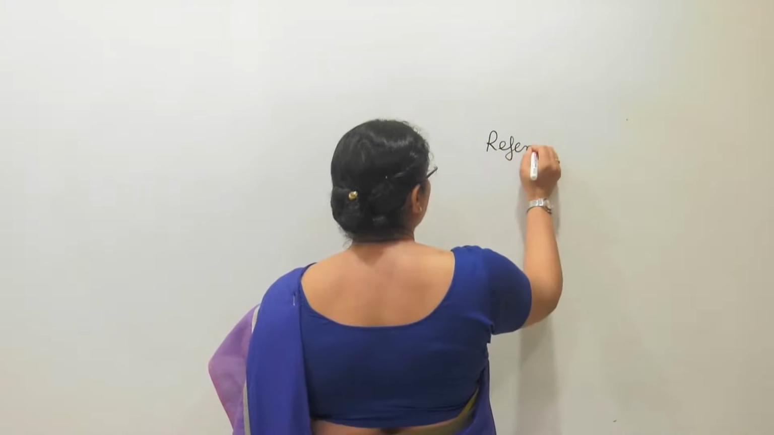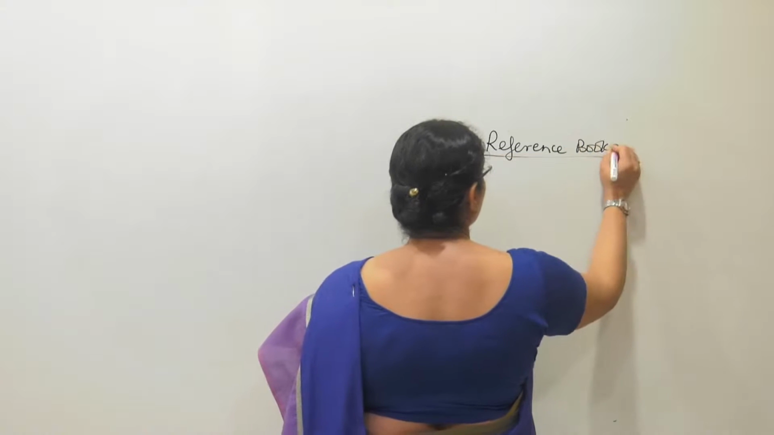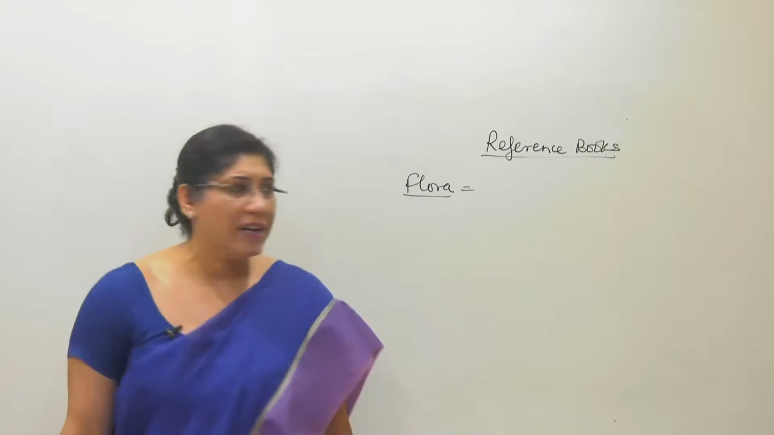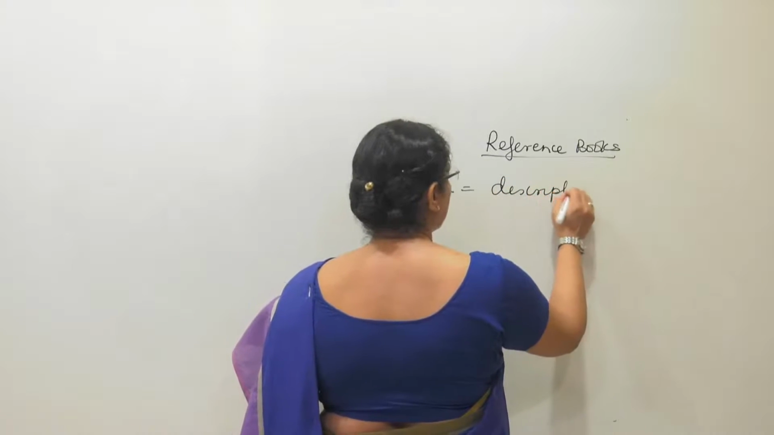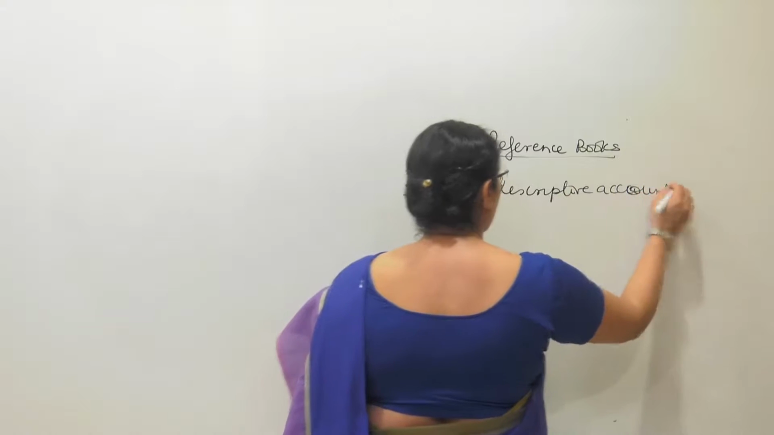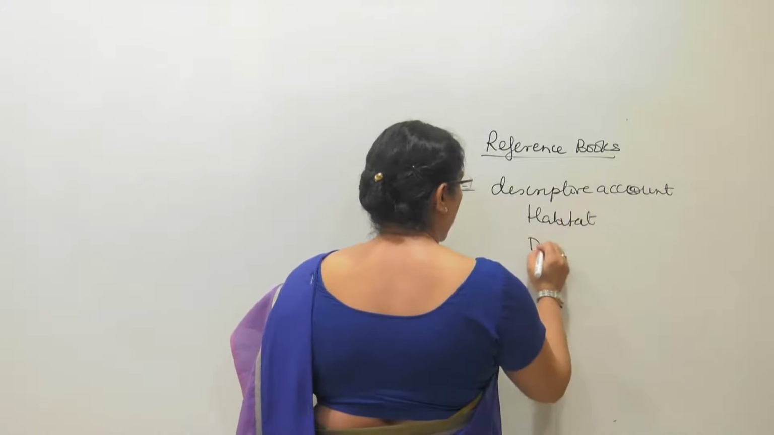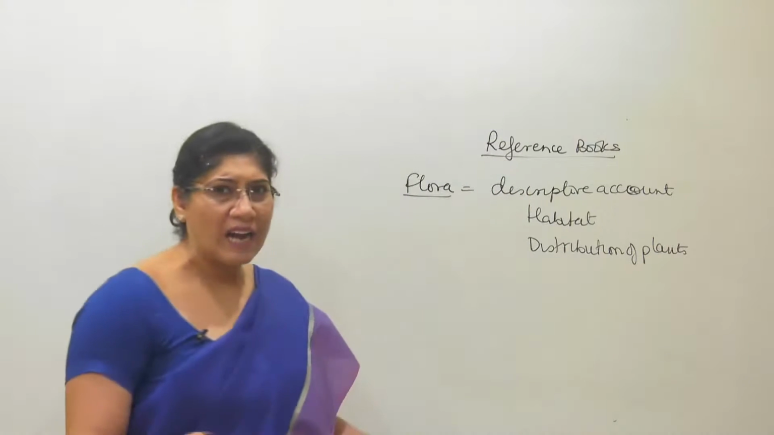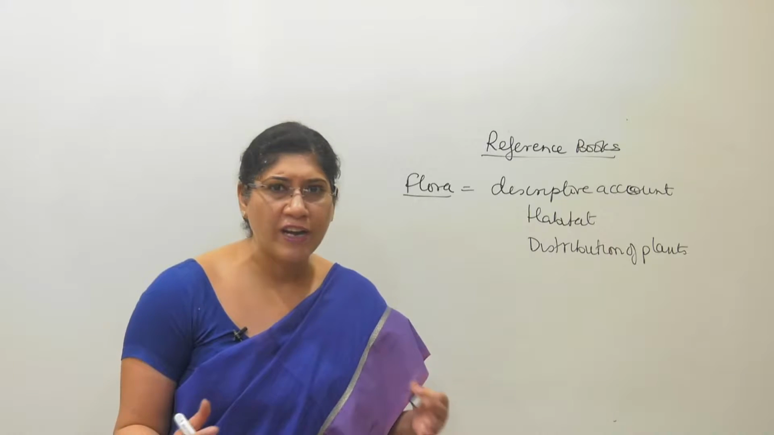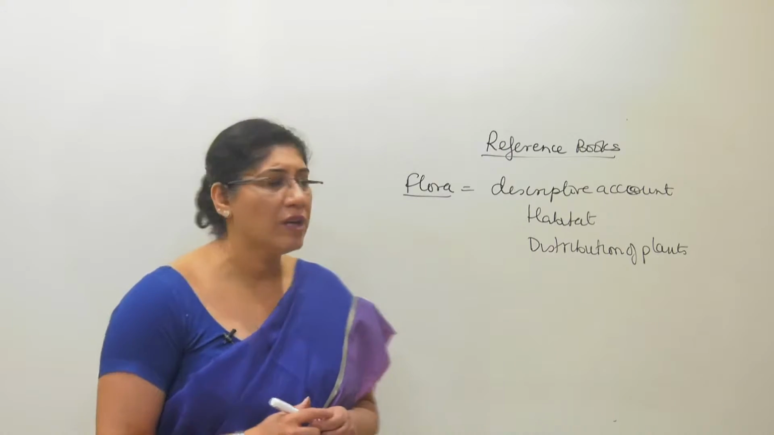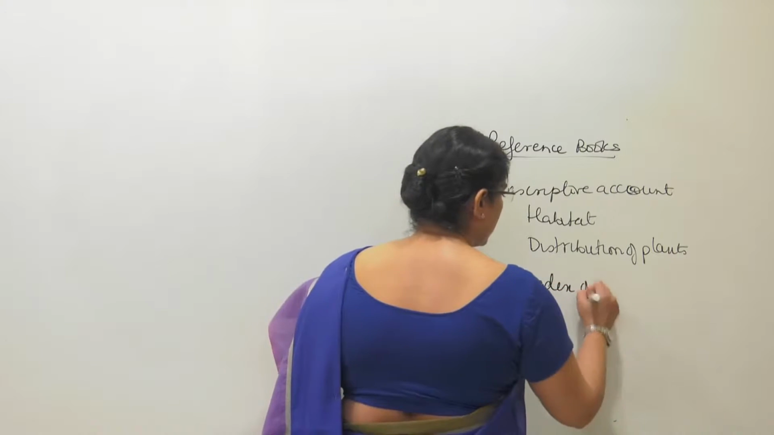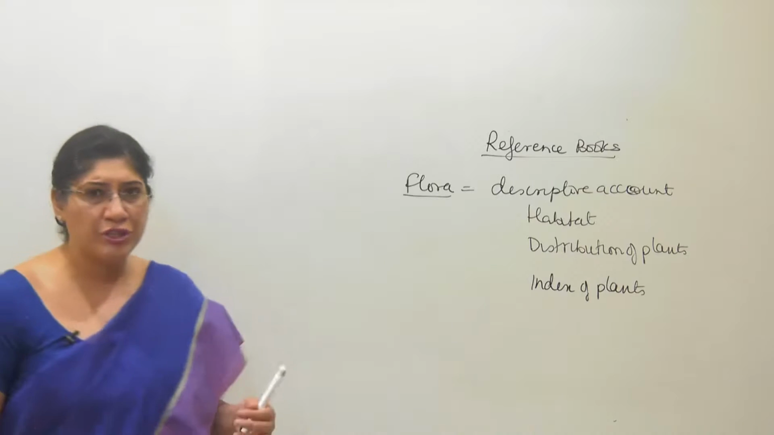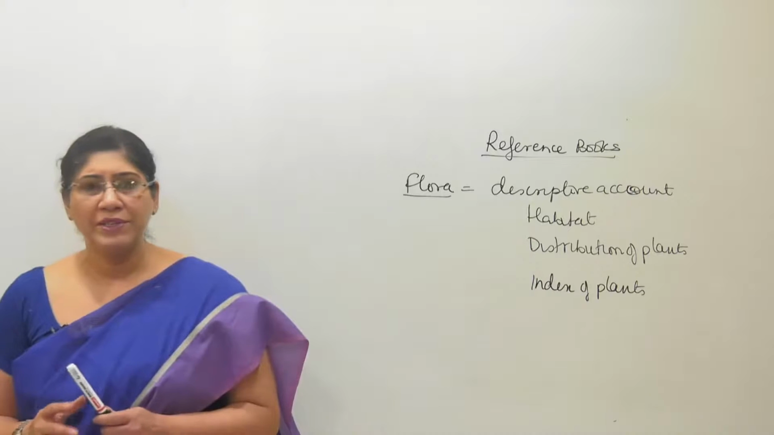Then we can also use reference books. Reference books such as Flora. Flora is basically a detailed or descriptive account of the habitat, and in that habitat distribution of plants. It does not describe the plant as such. It may give small descriptions for identification, but flora is primarily an account giving you an index of plants in a given habitat and how those plants are distributed, pattern of distribution of that plant in the given habitat.